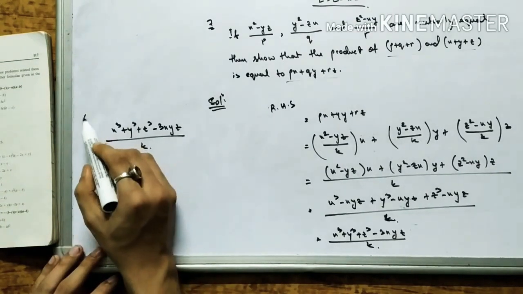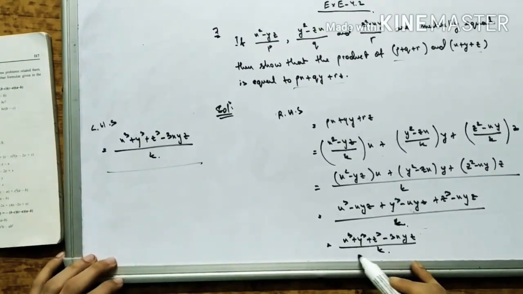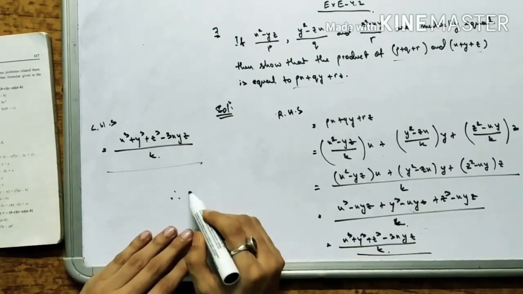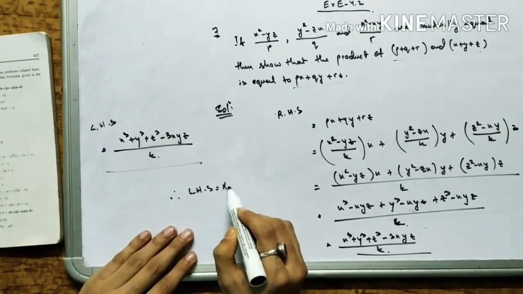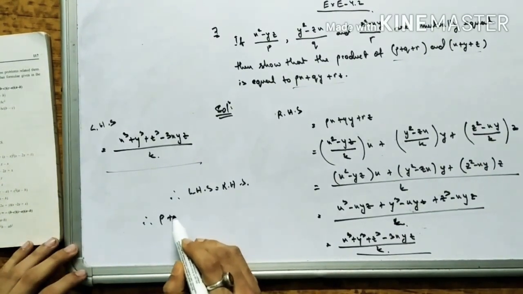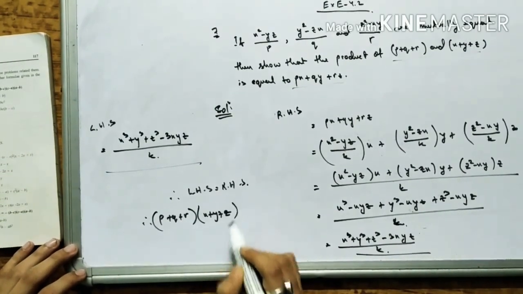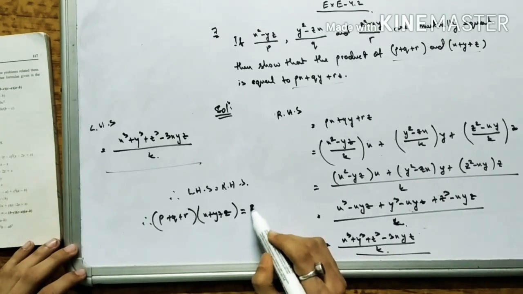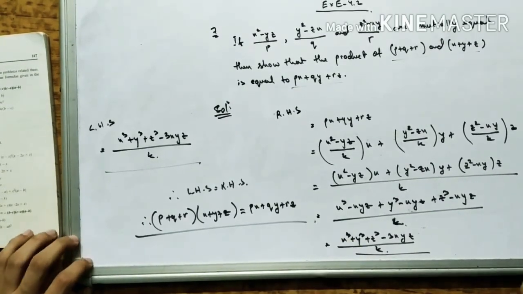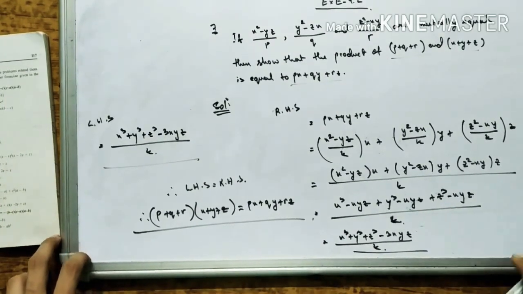So this was our LHS, and this is our RHS. Therefore I can say that LHS equals RHS. So p plus q plus r into x plus y plus z is equal to px plus qy plus rz. This is our solved.